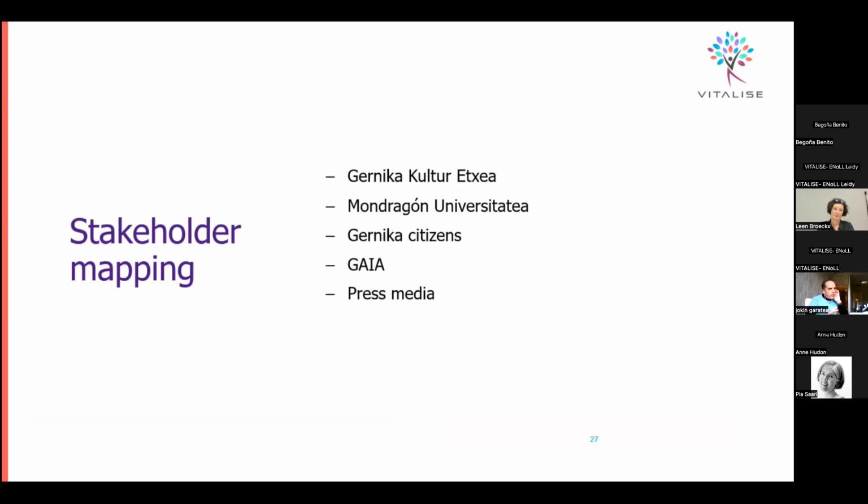So in the concrete project that they are explaining to you, we needed to make the mapping, first of all, of which stakeholders were to participate with us. So we use the culture house of Guernica, the municipality, a university that is a cooperative and is working with cooperative companies, a social-oriented university. I mean, most of the universities are social-oriented, but the cooperatives are social-oriented companies as well. It is a modern university. The citizens of Guernica, Gaia, Living Lab as a cluster, and the media as well. It was important to have them as a stakeholder group. Next one, please.